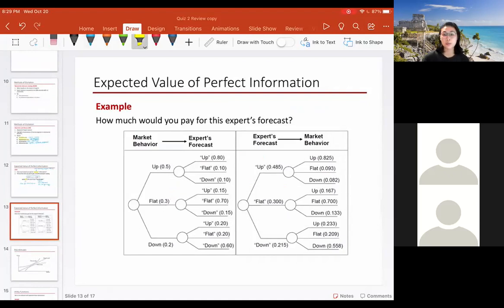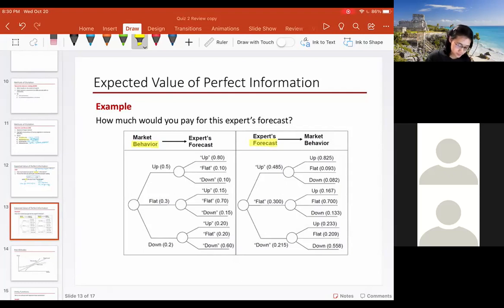The first thing I want to draw your attention to is that this is market behavior and this is the expert's forecast. Typically in the real world, when you have an expert, you have to pay the expert something. That incurs cost and lowers your ultimate expected monetary value relative to the original market behavior value.